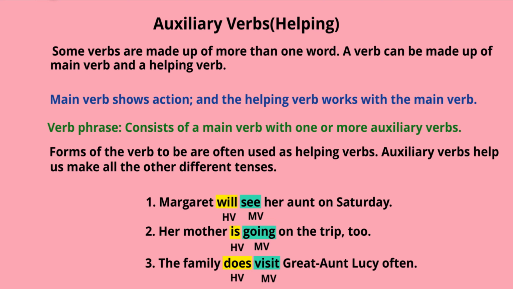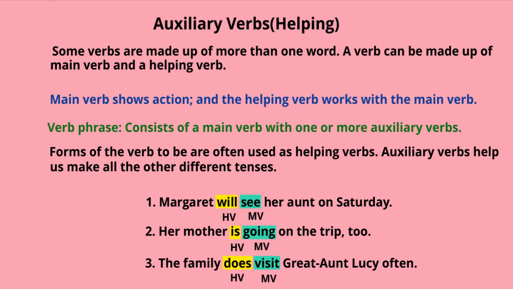The second sentence is: her mother is going on the trip too. Is going. Is is the helping verb. Going is the main verb. So the verb phrase will be is going. The family does visit great aunt Lucy often. Does is the helping verb and visit is the main verb. So does and visit together is called a verb phrase.